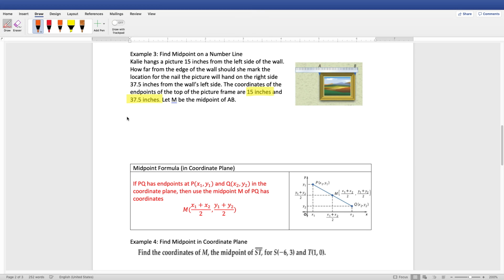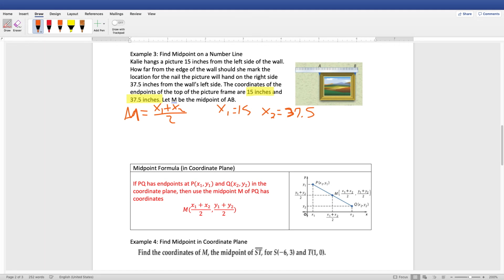It is M is equal to x1 plus x2 divided by 2. My x1 value is going to equal 15. My x2 value is going to equal 37.5.